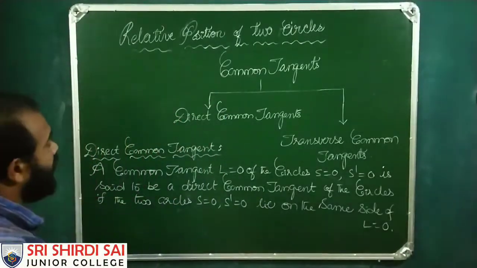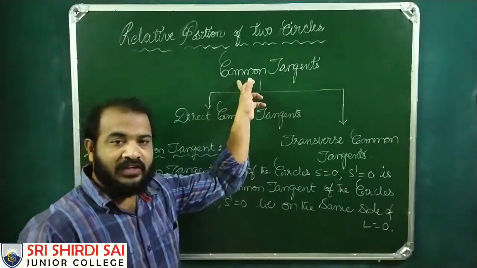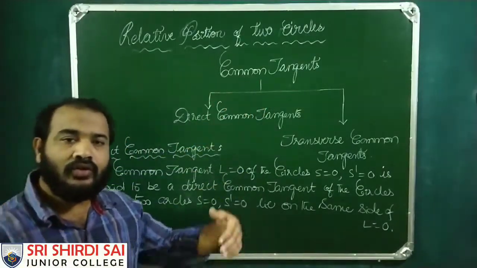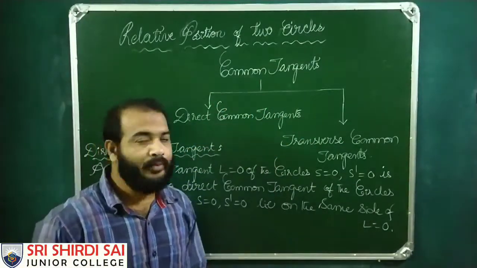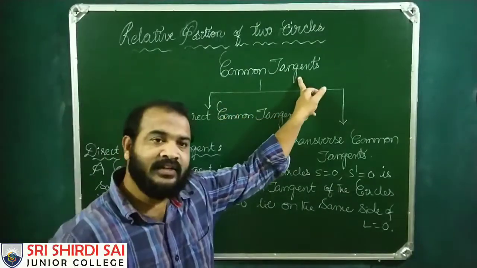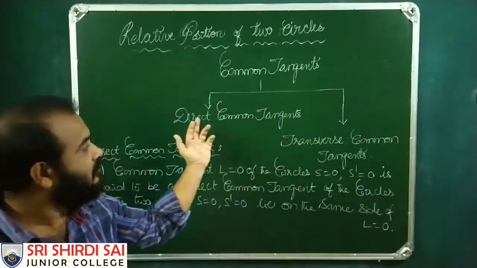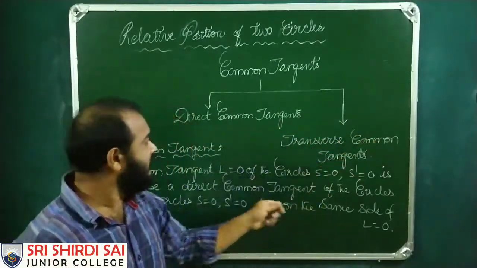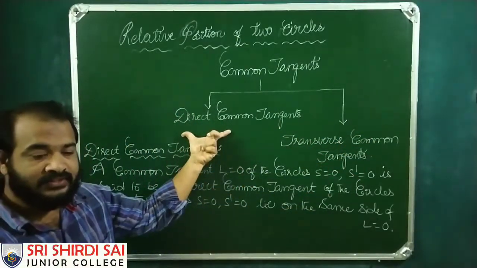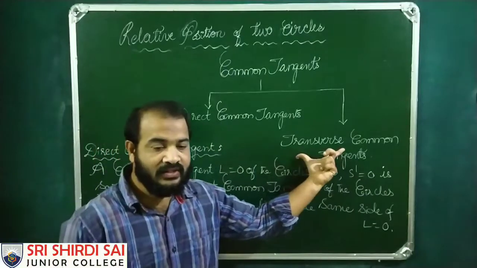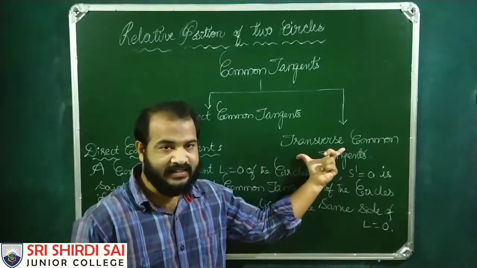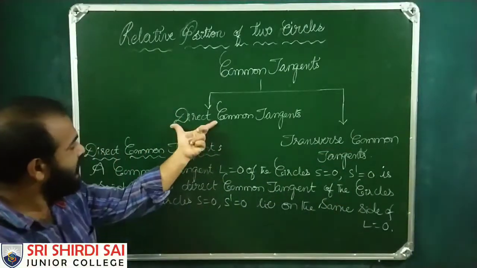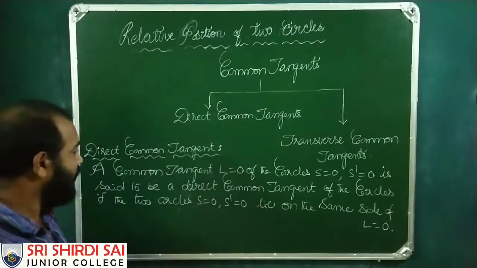So just now we have seen what common tangents are all about. These common tangents, again, we can classify into two categories. One is direct common tangents and the second one is transverse common tangents. So let us see what are direct common tangents.